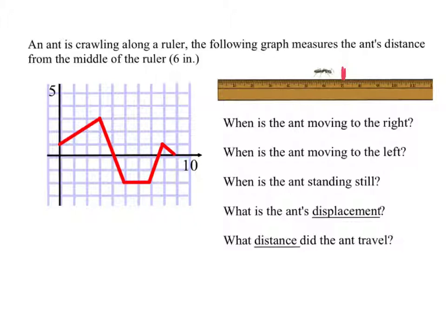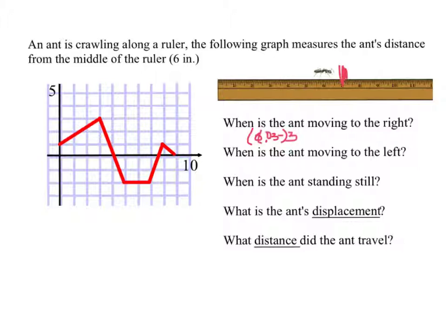Well, then the ant moves from the 7-inch mark forward 2 inches, so it ends up at the 9-inch mark. It did it over 3 seconds. Over 3 seconds, it moved 2 inches. So let me put a little interval notation here. When is it moving to the right? Well, from 0 to 3.